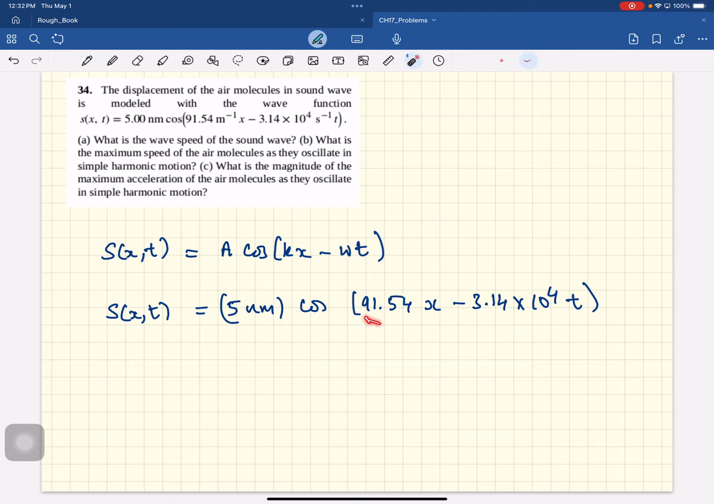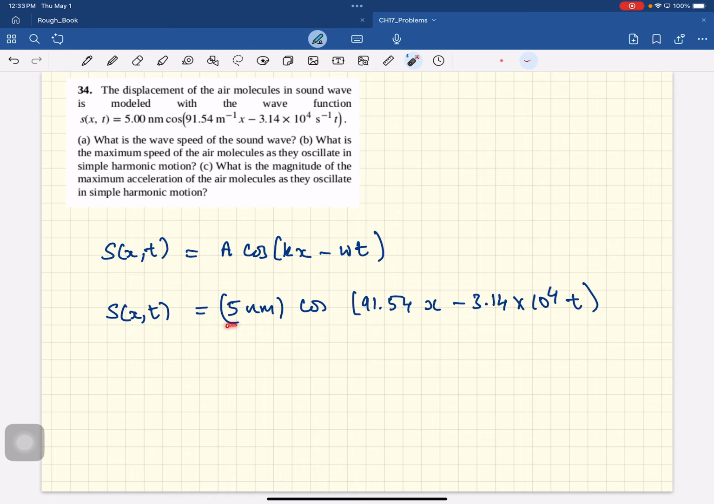All right, the argument for cosine, sine, and all those functions is a dimensionless quantity. So if x is in meters, this has to be inverse meters. Everything is in SI units. This is in seconds, so this has to be inverse seconds. That's why I didn't write the units.